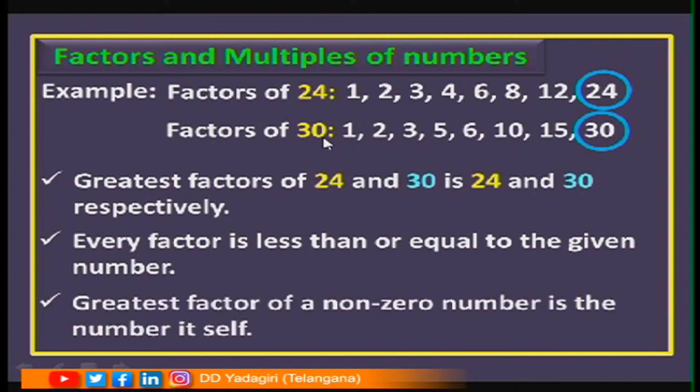Now, let us see another one. The greatest factor of a non-zero number is the number itself. If you take a non-zero number, what is the greatest factor of 24? 24 itself. What is the greatest factor of 30? 30 itself. So, these are the concepts that we learned from these examples, children.